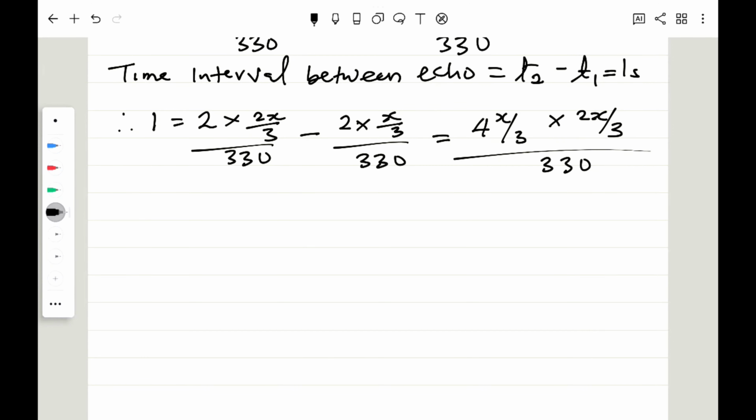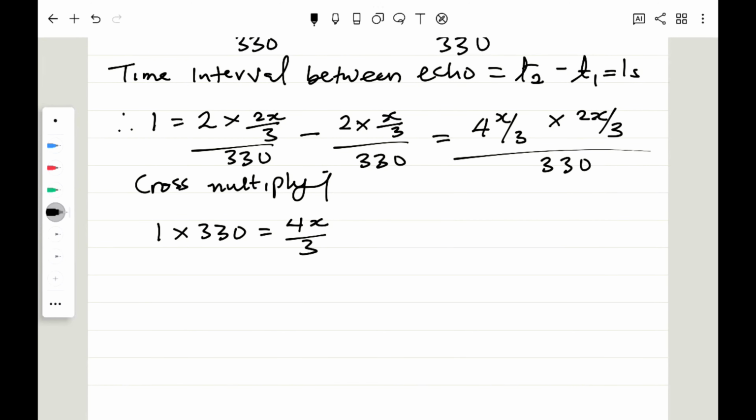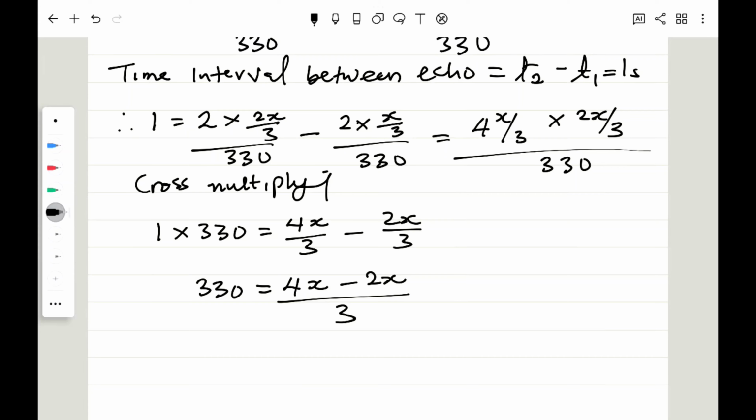So if that is the case, by cross multiplying, we now have what? 1 times 330 is equal to 4X over 3 minus 2X over 3. Okay? So 330 is equal to 4X minus 2X over 3, your LCM. So cross multiply, so that 330 times 3 is equal to 4X minus 2X. So 330 times 3 will give us what?